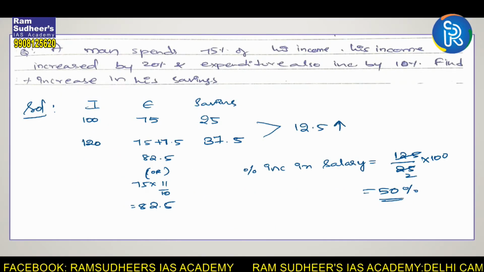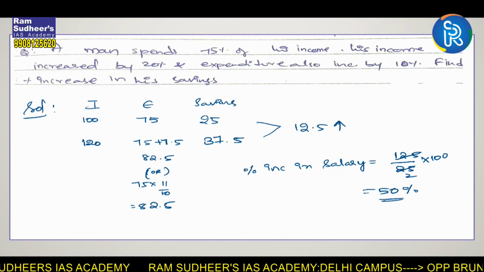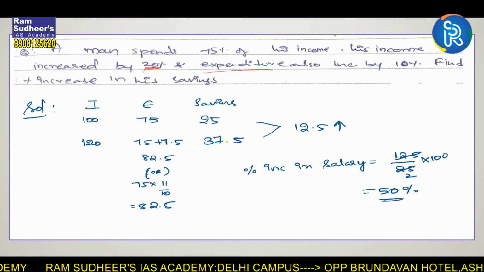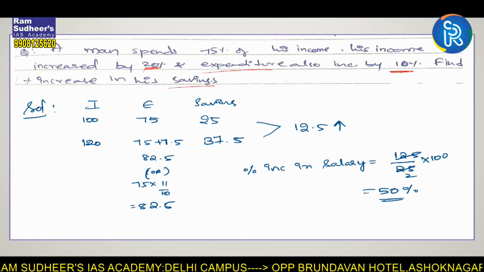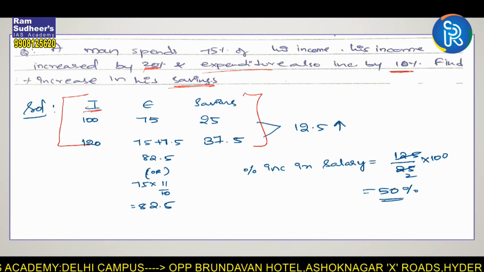A man spends 75% of his income. I mean, his expenditure is 75%. And if his income increases by 20%, his expenditure also increases by 10%. Find the percentage increase in his savings. Now, this should be the convention for such problems: his income, expenditure, and savings.